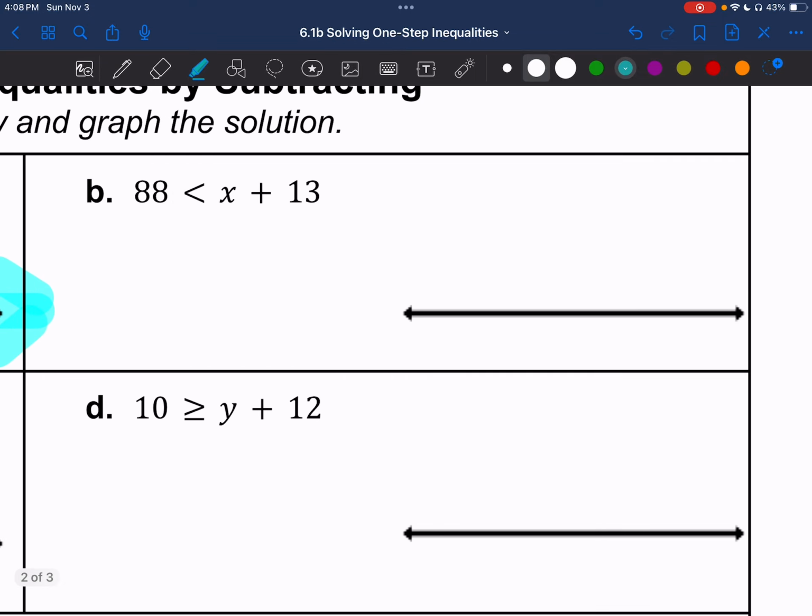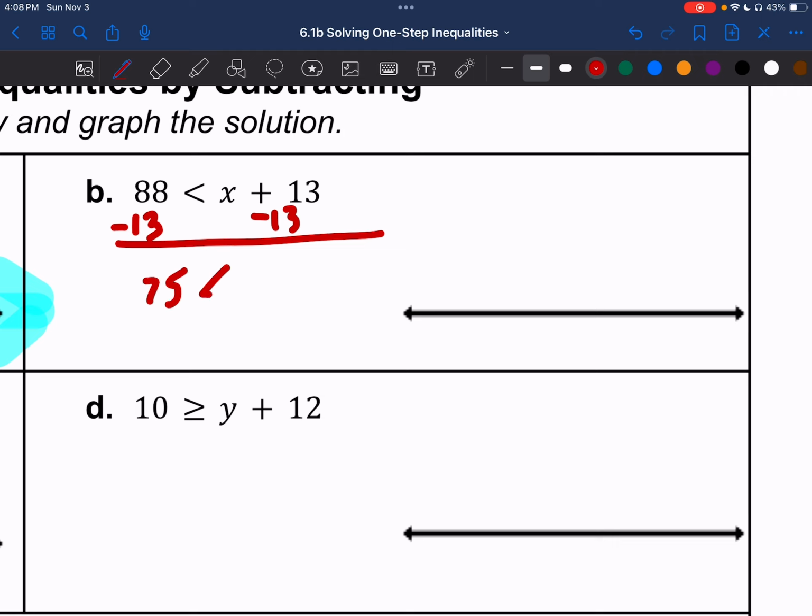Letter B, we have 88 is less than x plus 13, so we're going to subtract 13 from both sides. And we're going to get 75 is less than x.